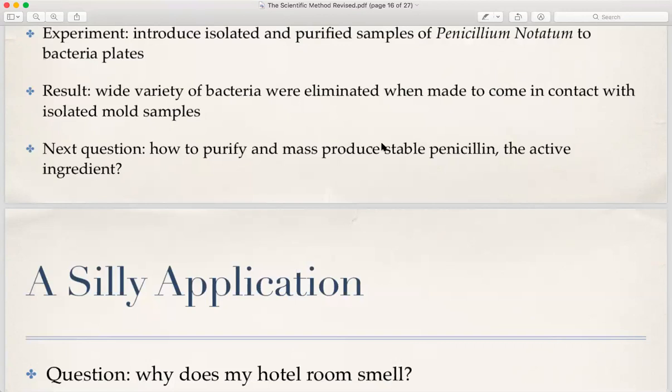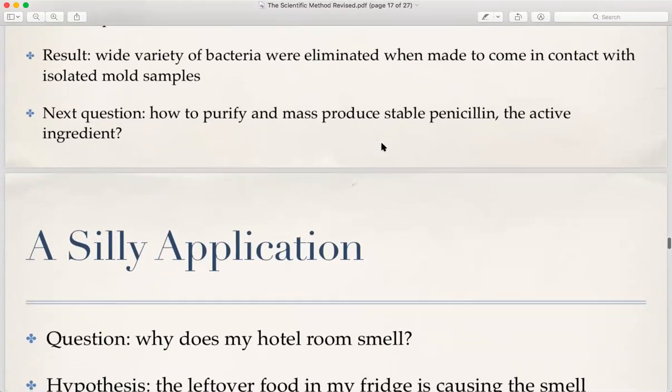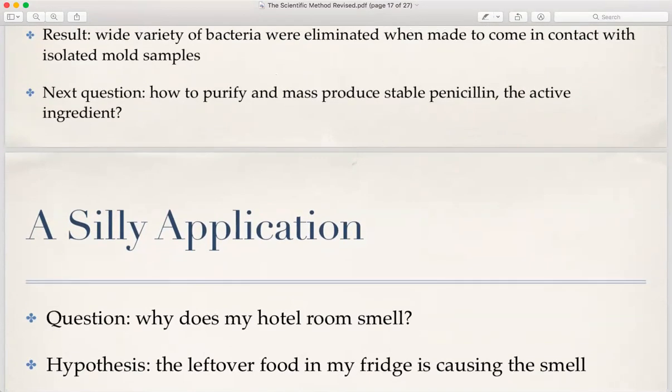Okay, so if it is in fact some kind of food... Lahar jumped straight to dead rodents. I don't know why I'm keeping dead mice in my closet, but that's also an option. But if we stick to rancid food, what do you guys think is a prediction? Okay, so I'm guessing that leftover food in my fridge is causing the smell.